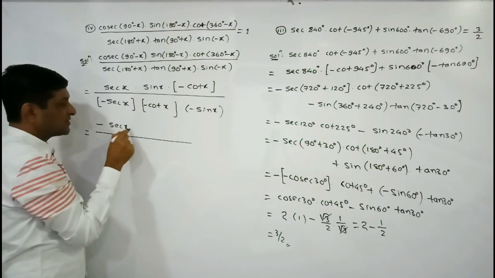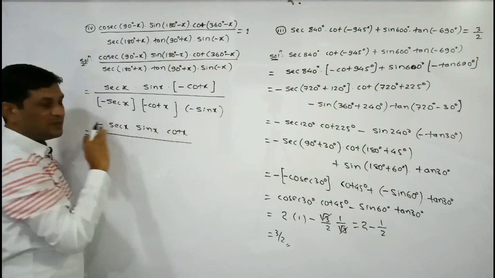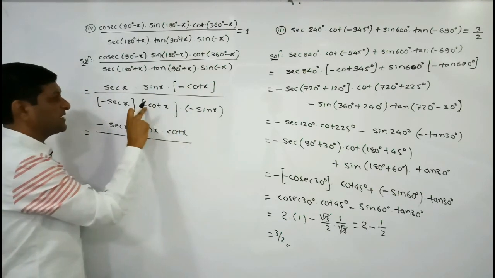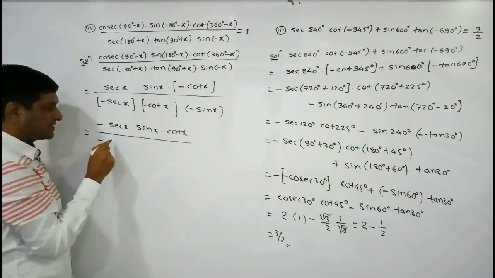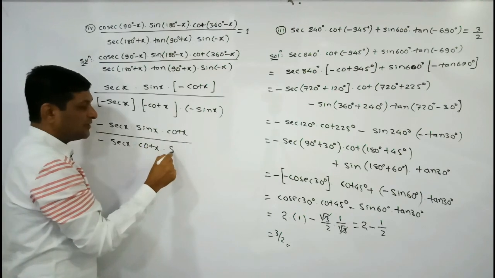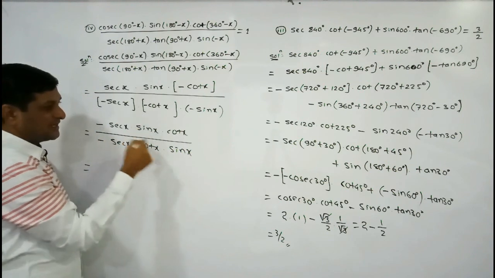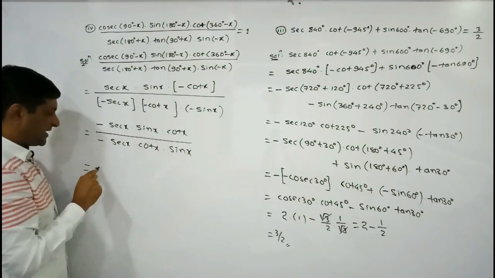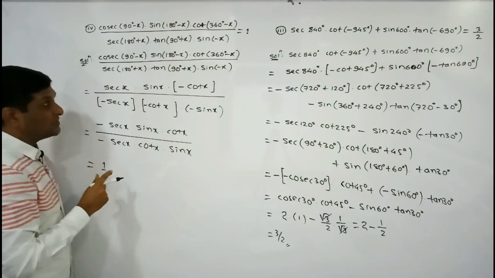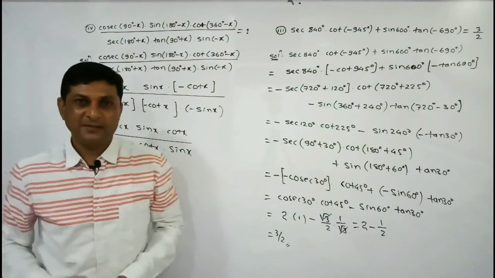So sec x into sin x into cot x, keep it as it is. First take the multiplication of sin in the denominator. Minus into minus is plus, and plus into minus will be minus. So the remaining terms are sec x into cot x into sin x, and here we can easily observe that sec x, sin x, cot x and minus will get cancelled, and we will get our required result 1. So in this way we have got our required result, the right hand side.